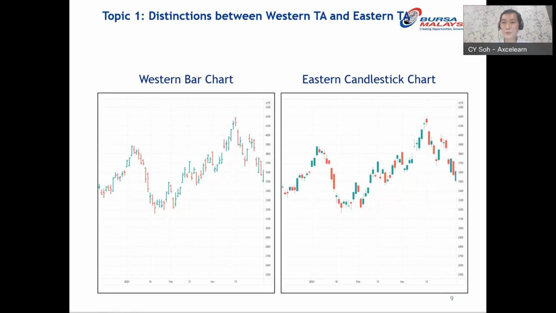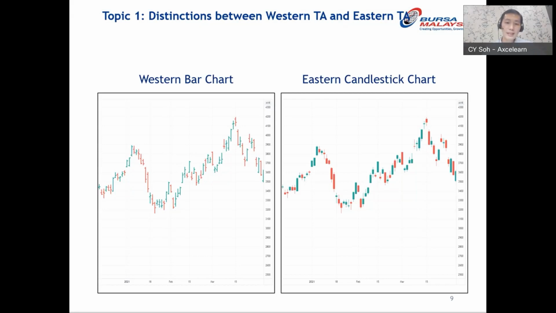So I guess most of you have never seen bar chart before, right? Or maybe somewhere along the line, when you got your charting software, you played around with the differences in terms of chart. So bar chart is something that you have not seen before.